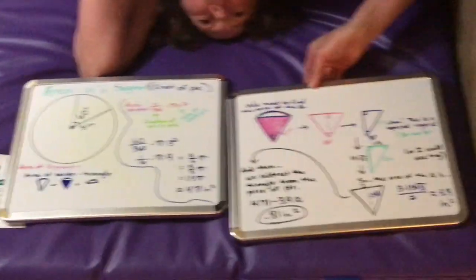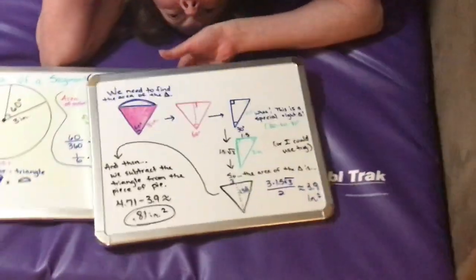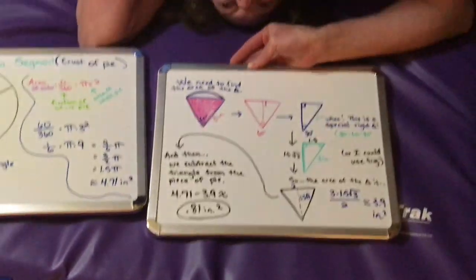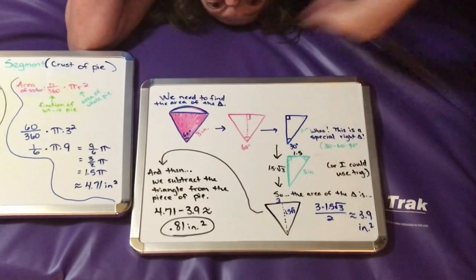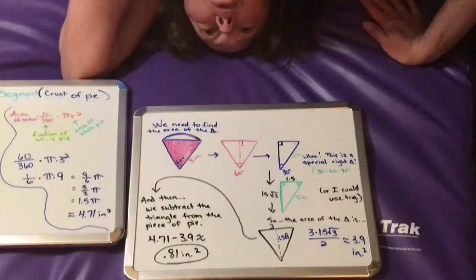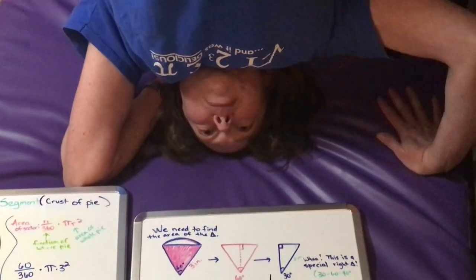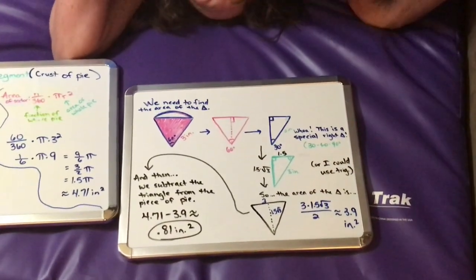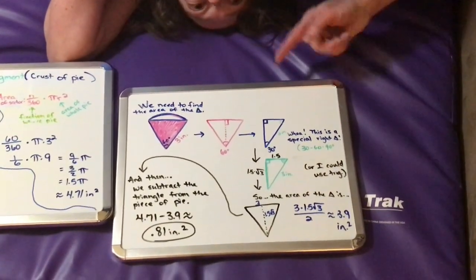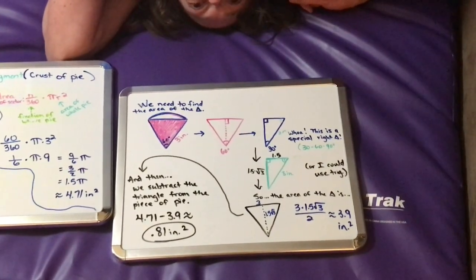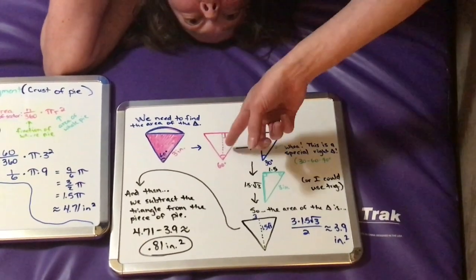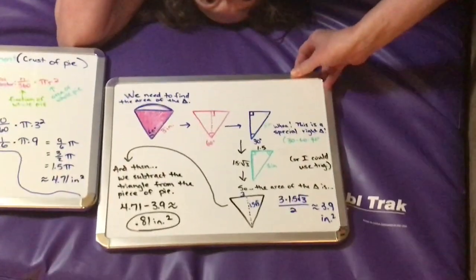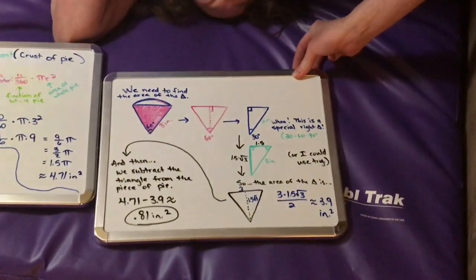Okay, so now we're gonna go to this board right here. On this board, we're showing the whole piece of pie, and we're gonna subtract off that triangle. That will give us just the crust. But remember our radius is 3, and so we can take that triangle and split it into 2 right triangles.